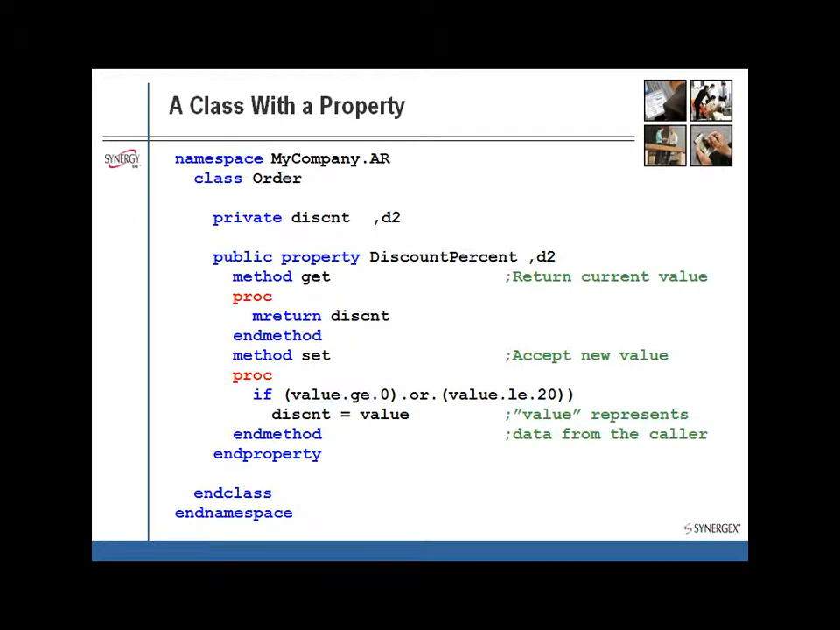This slide shows a class which has a public read-write property called discount%. As is often the case, the property's get and set methods propagate the value of the property into a private field of the same data type as the property.